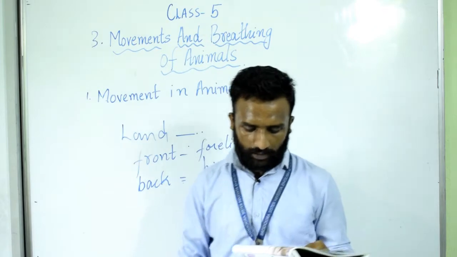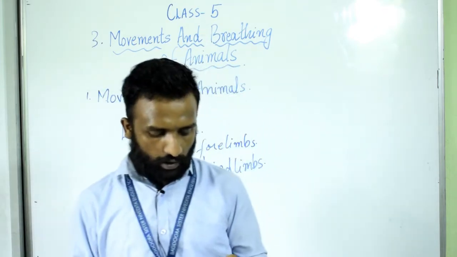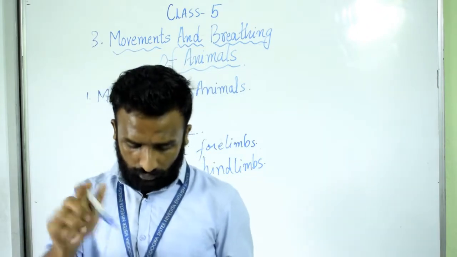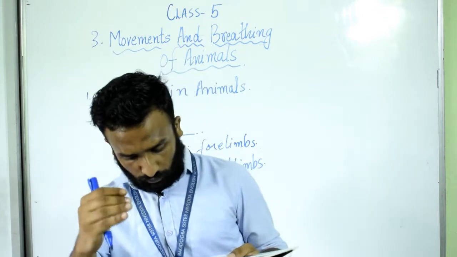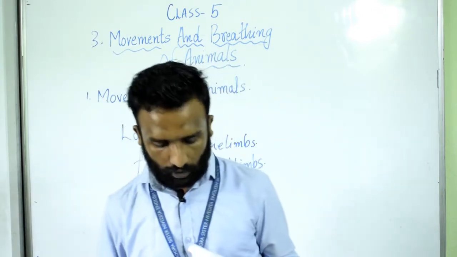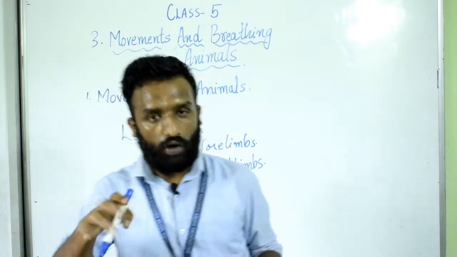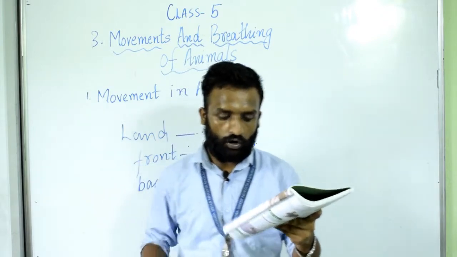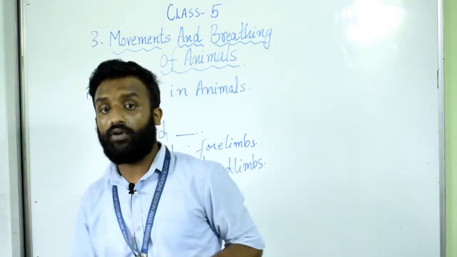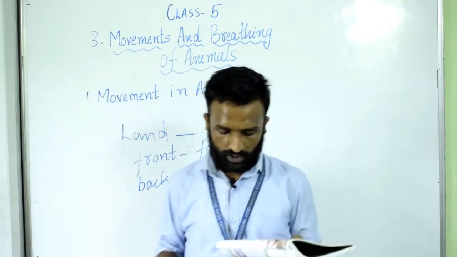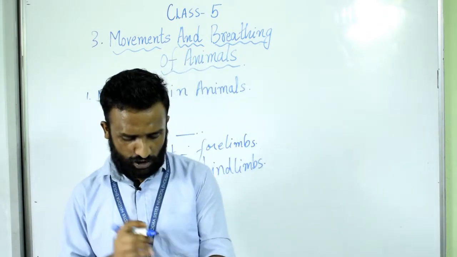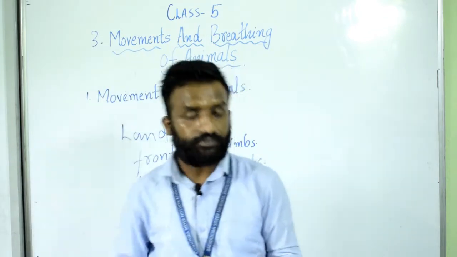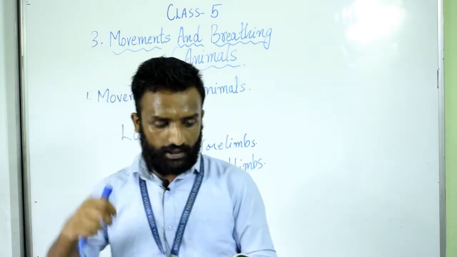Now the next line: some animals use all four limbs to run, hop or walk, while some use their limbs to swim or burrow. Burrow means to dig. The rabbit, for example, burrows. A horse uses its four limbs for galloping. You have seen how the horse runs.